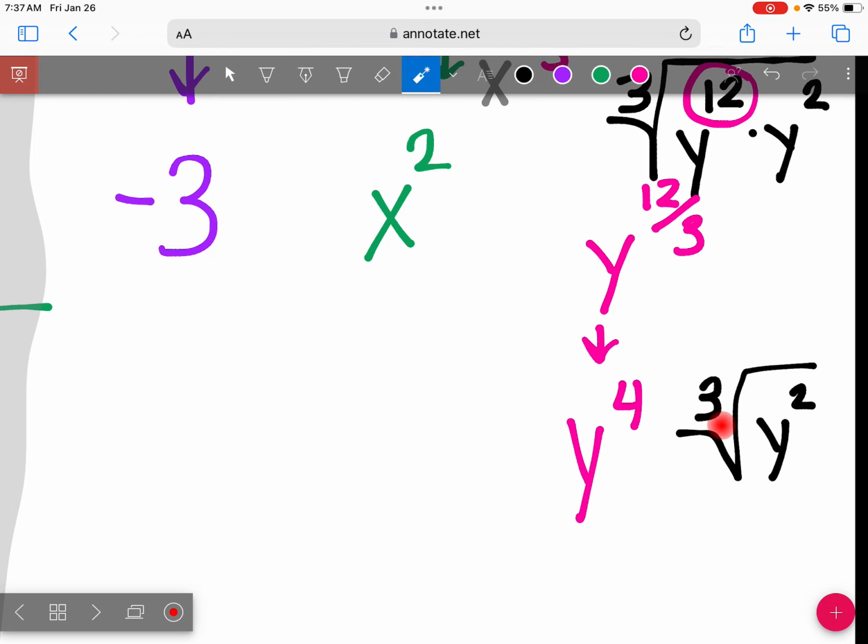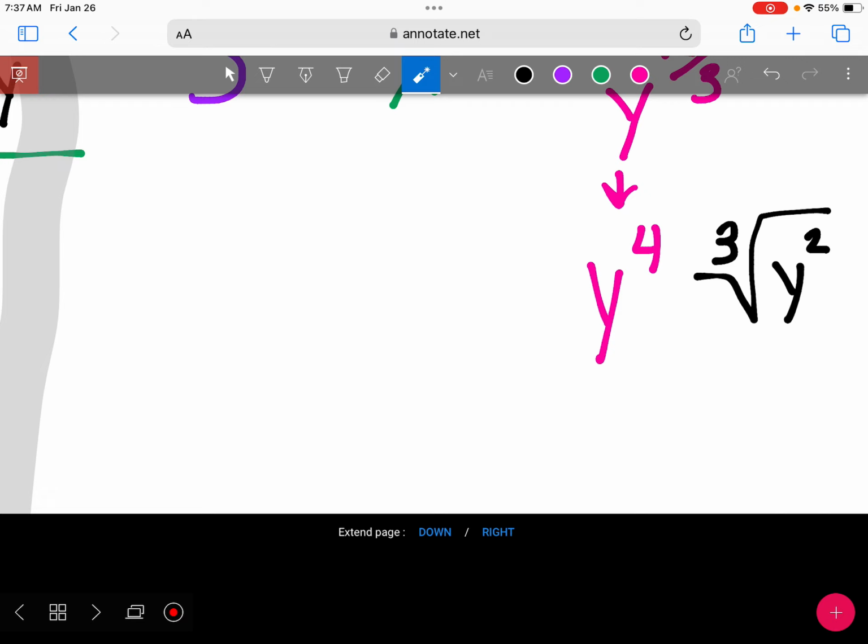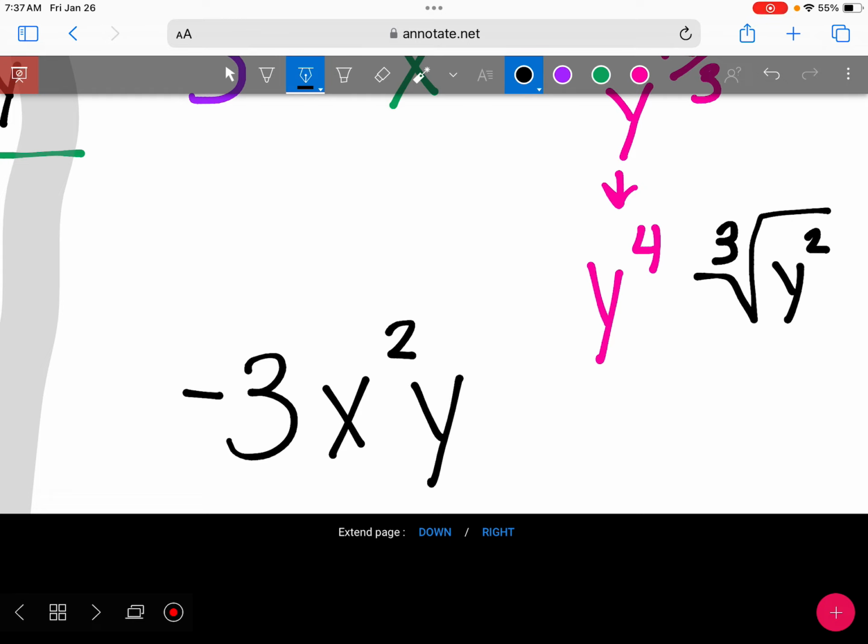When we are done simplifying, all of our powers that are under the radical should be smaller than the index. That's how we can tell we've got all the pieces out of there. So our simplified answer here, we're going to take all of our pieces and write them down next to each other. Negative 3x squared y to the 4th, and then the cube root of y squared. As long as all of our exponents that are left under the radical are smaller than our index, we've gotten there.